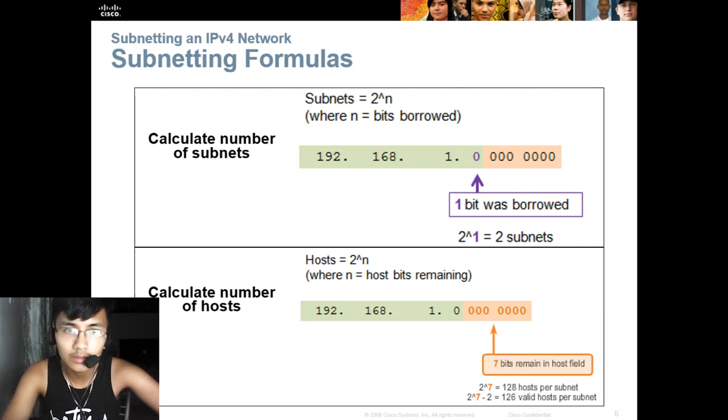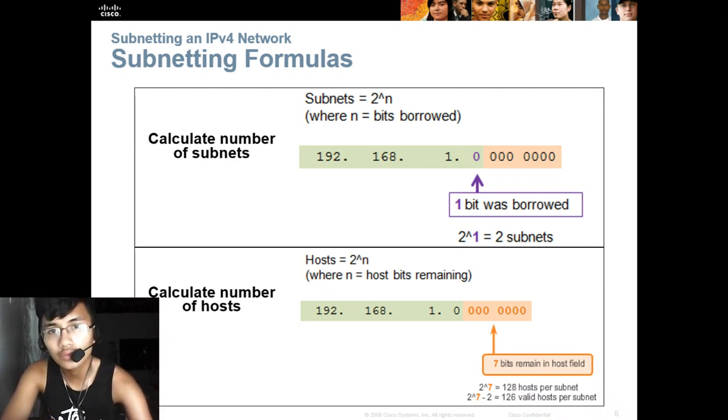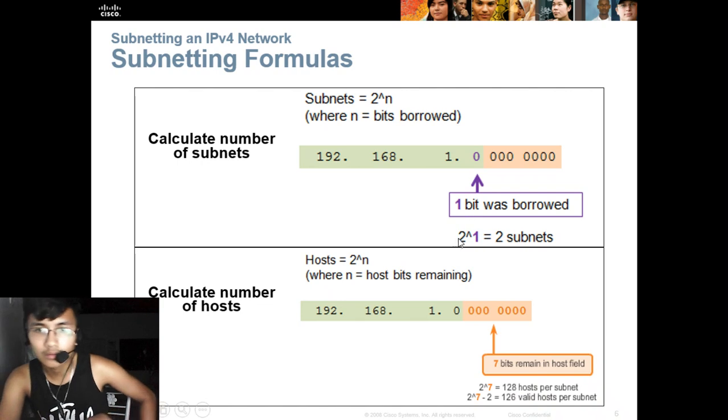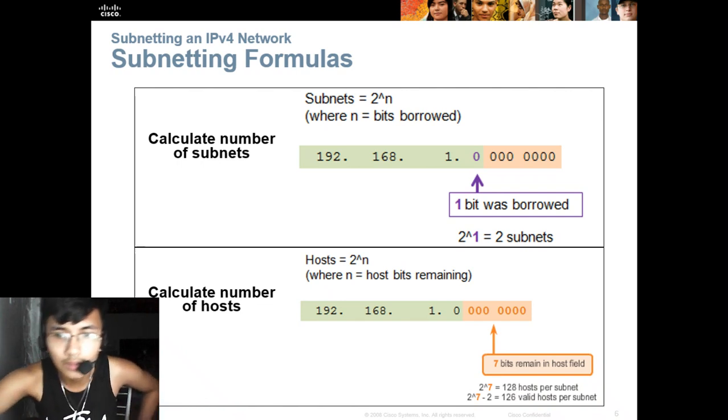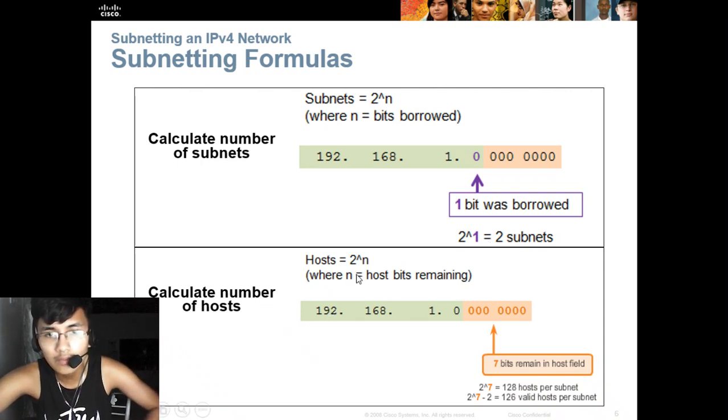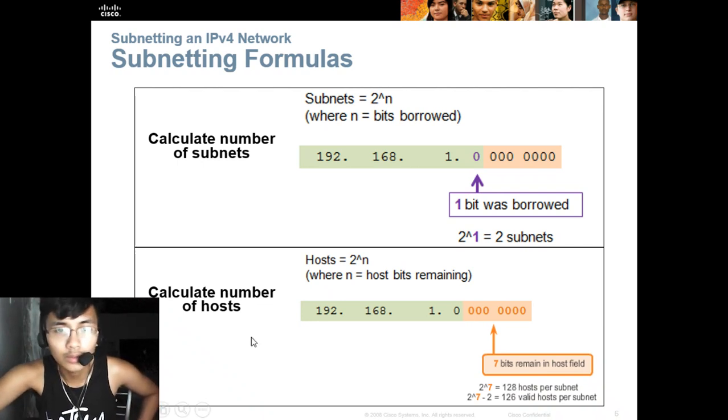Subnetting formulas calculate the number of subnets. In calculating the number of subnets, we use the formula 2 raised to n, where n is the bits borrowed. We have borrowed 1 bit in the last octet, and 2 raised to 1 is equal to 2 subnets. For calculating the number of hosts, we use the same formula, but we rely on the host portion, not the network portion. So in calculating the number of subnets, we rely on the network portion, while in calculating the number of hosts, we rely on the host portion.